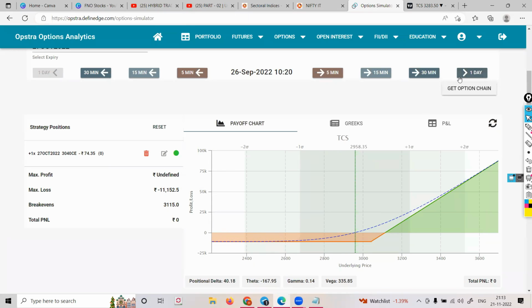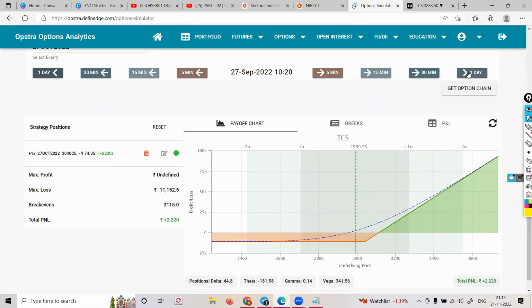Now see what I'm trying to do. 26th we are deploying, so I'm just taking you to next day. Next day you got a profit of 2,220. So my question is, do you guys still wait for the market to enter your breakeven and then expire somewhere here, or will you capture this profit? So what is 2,220 on a capital of 15,000? Ideally it takes 12,000, but let's take 15,000.